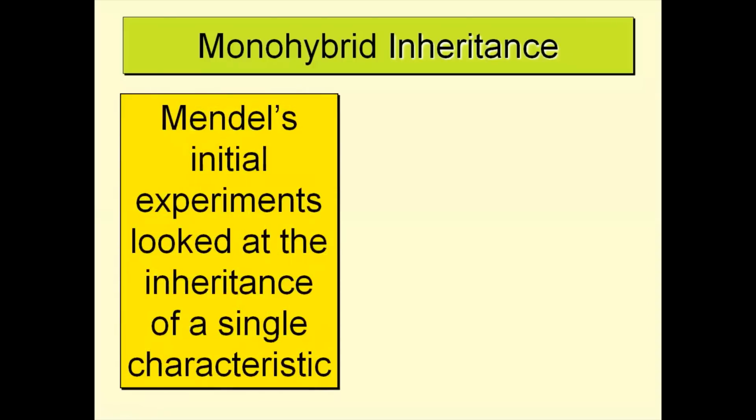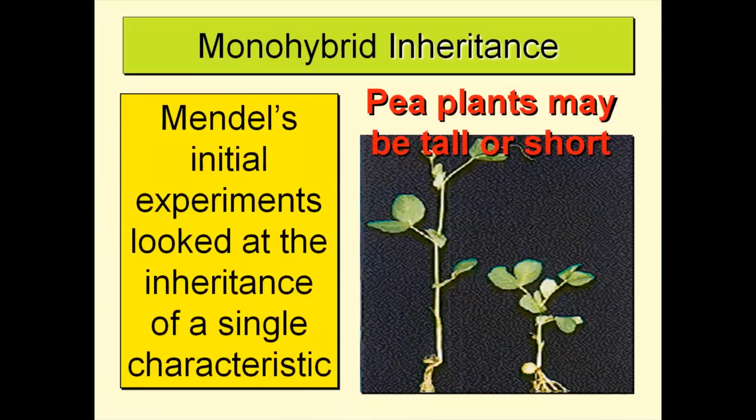Monohybrid inheritance is the inheritance of characteristics controlled by a single gene. Gregor Mendel, who is also known as the father of genetics, conducted experiments for 7 years to propose the laws of inheritance. Mendel's initial experiments looked at the inheritance of a single characteristic.